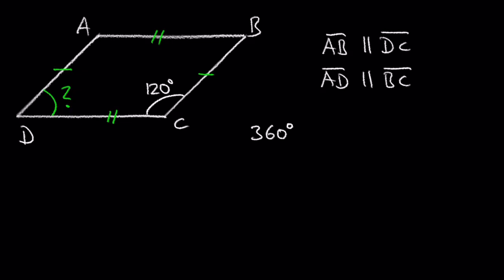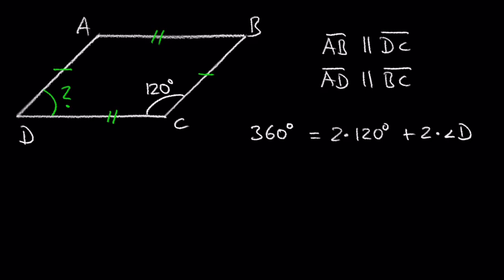So we can write 360 degrees equals the sum of all angles. What angles do we have? Again, we use the fact that opposite angles in a parallelogram have the same measure. So we can write 2 times 120 degrees and 2 times angle D. We could also write angle B here instead of angle D because both have the same measure.